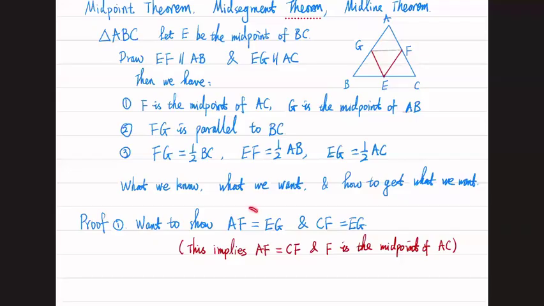Okay, how do we check this one? Why must AF and EG have the same length? Fred, what do you think? Why?